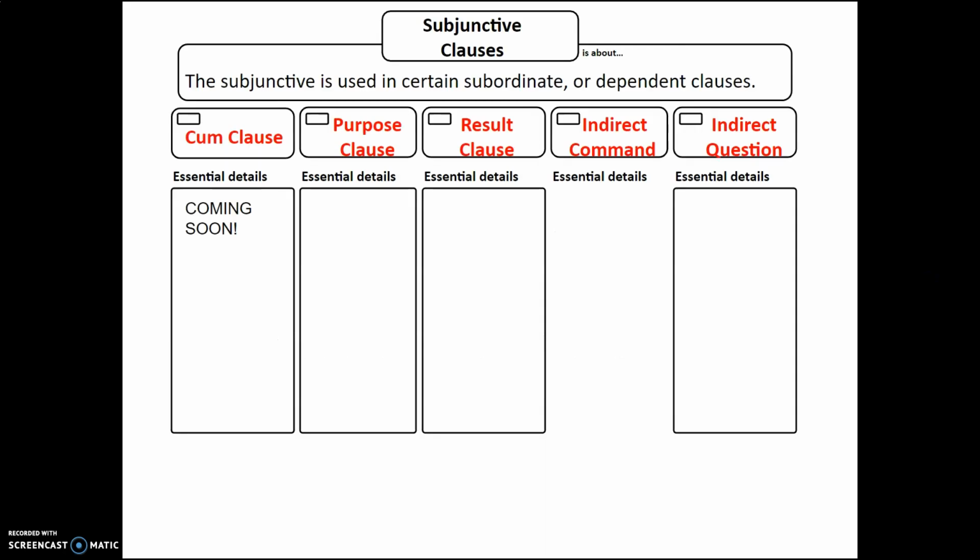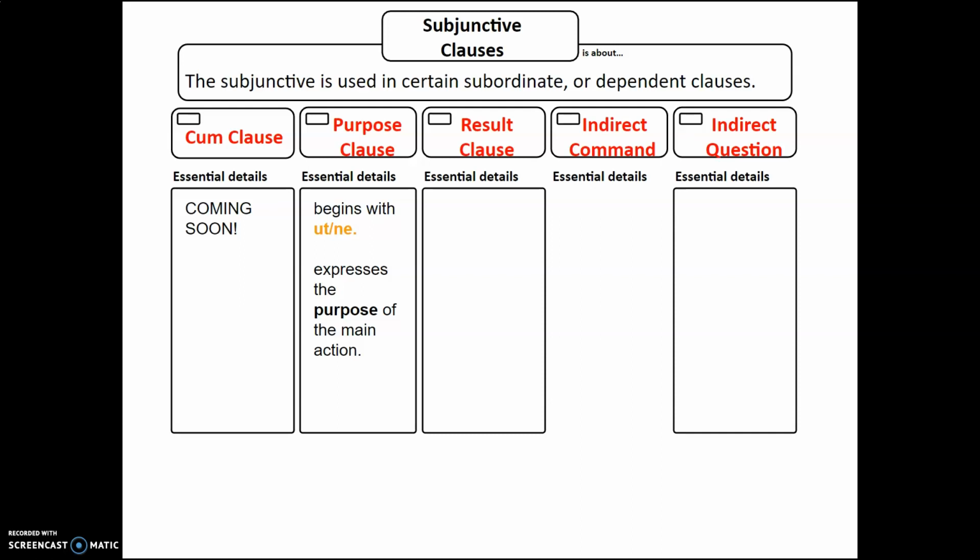Before we start, I wanted to review the subjunctive clauses that we've already learned. First, purpose clause. After the main action, it begins with ut or ne and expresses the purpose of that main action. An example would be, I went to the store to buy bread.